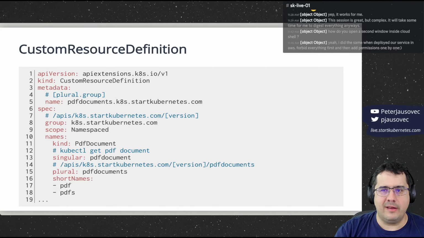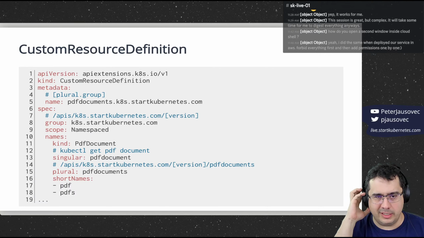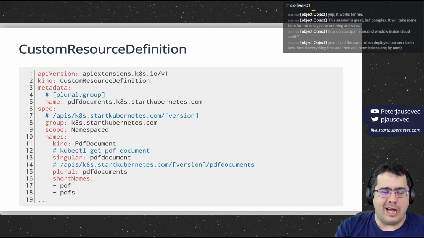So let's look at the names field first. That's line 10, the name. This is where we're telling what the names of our resource are, right? As well as what the kind of the resource is, right? So kind is sort of like a type that's used across Kubernetes for all the resources. So the kind of a resource, we want to call it a PDF document.